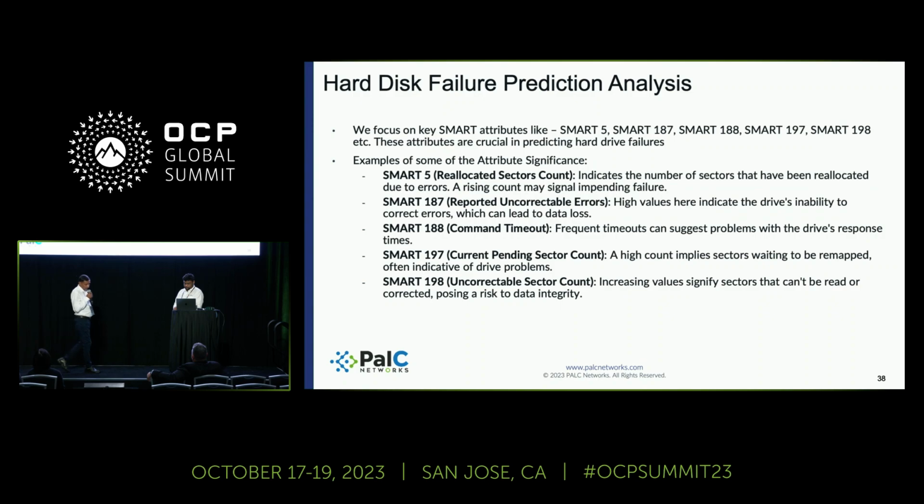So for the hard disk failure predictions, we have used SMART attributes. There are around 256 attributes which are already available from various vendors. Some of them are relocated sector counts, reported uncorrectable errors, current pending sector counts, and uncorrectable sector counts. These are some examples of the attributes which we have considered to predict these hard disk failures.